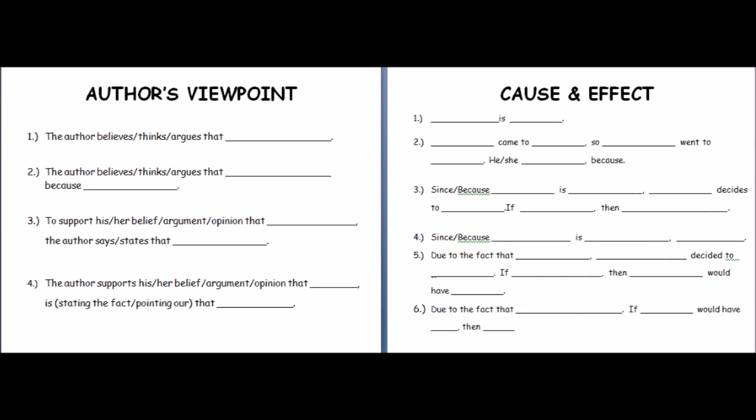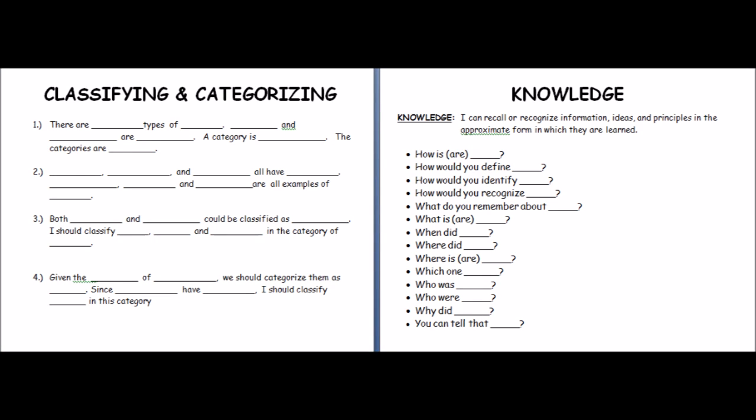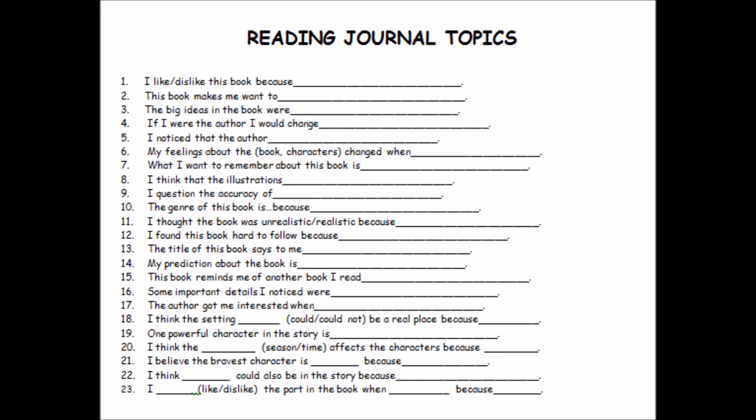Based on Common Core standards, author's viewpoint and cause and effect is something that will be seen over and over again in different texts, along with classifying, categorizing, and knowledge questions. Exposing these students to these different types of questions will help them to be more prepared as they go up in grade level, and also when they are being exposed to higher level tests. And then here are some wonderful reading journal topics, and if you assign this as homework, the student will have ownership in how they want to answer or how they want to show what they learned that particular night.